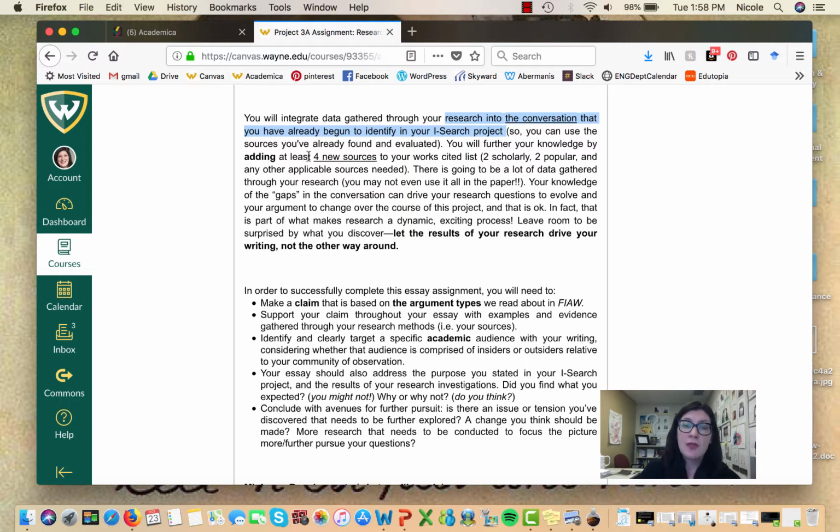So along with that claim, you're going to need to find 4 new sources to add to your works cited list. 2 of them should be scholarly and 2 of them should be popular. And you're going to add these on to the sources that you already found and are going to use from Project 2.